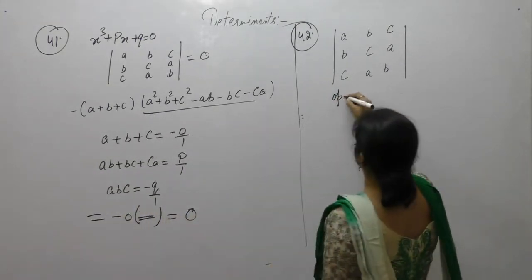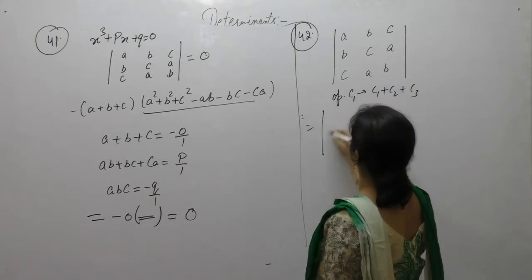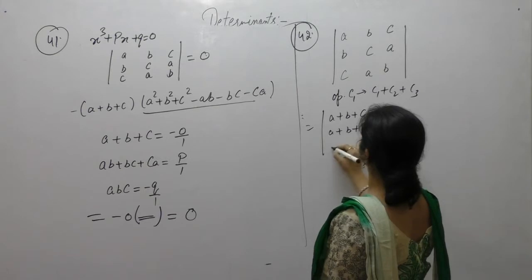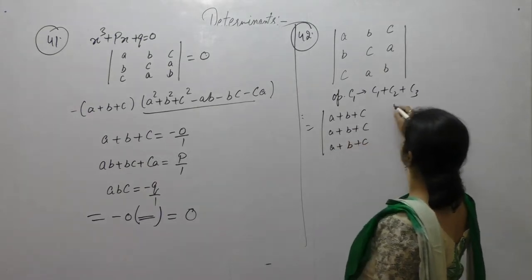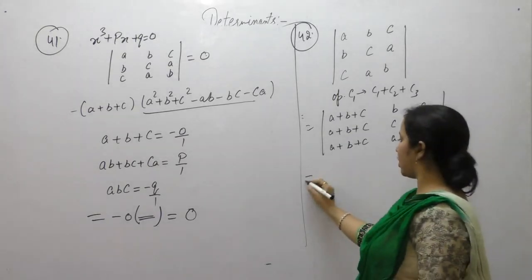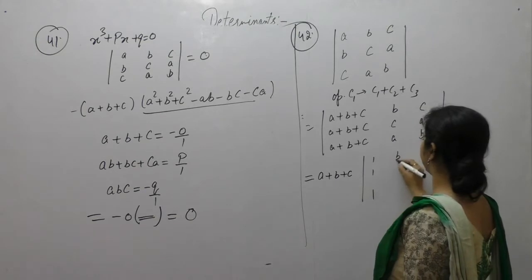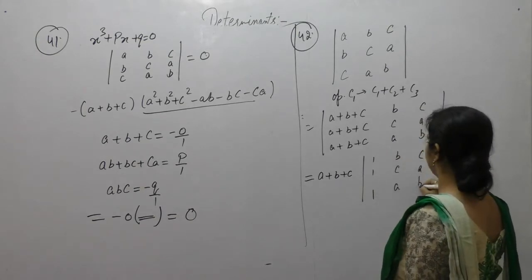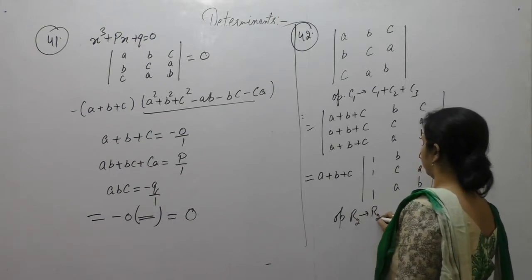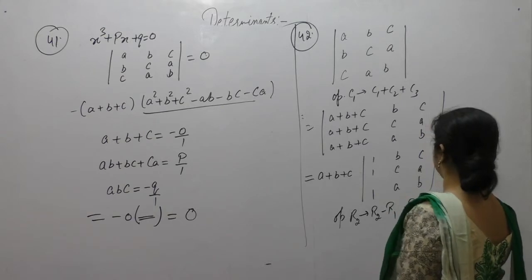Now operate C1 as C1 plus C2 plus C3. A plus B plus C, take A plus B plus C common from C1. We are left with 1, 1, 1, B, C, A, C, A, B. Now operate R2 as R2 minus R1 and R3 as R3 minus R1.